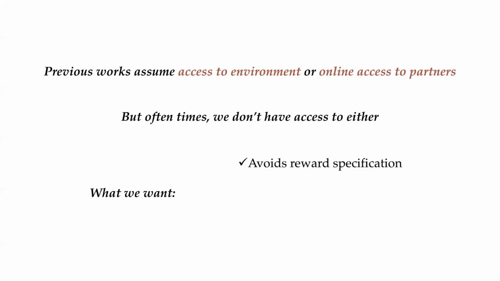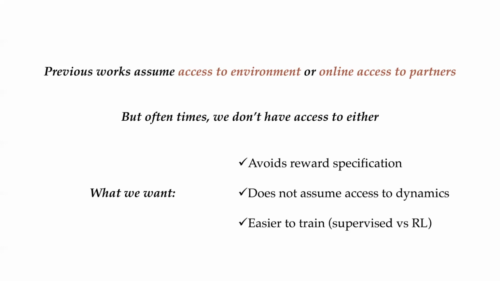And moreover, ideally, we want a framework that can avoid reward specification. Because how do we judge how good a duet has been played? It's not so obvious. And we don't want to assume access to dynamics. In our case, dynamics includes partners, which is impractical, as we've mentioned, and is easier to train. So if we can rely on learning a policy using a data set instead of exploring the environment, then we can use supervised learning methods instead of reinforcement learning methods.